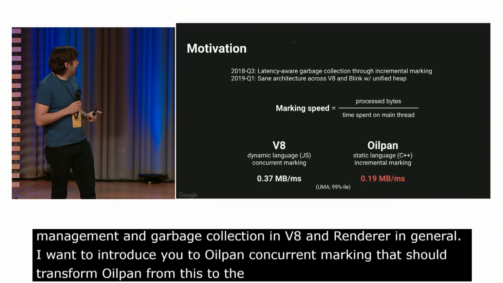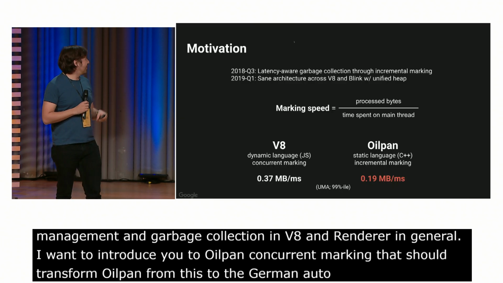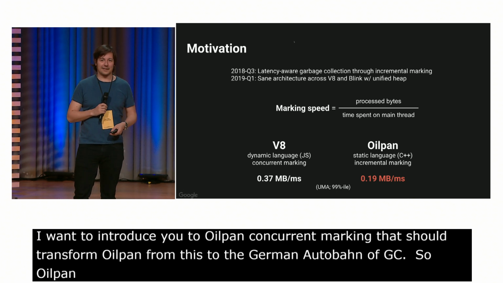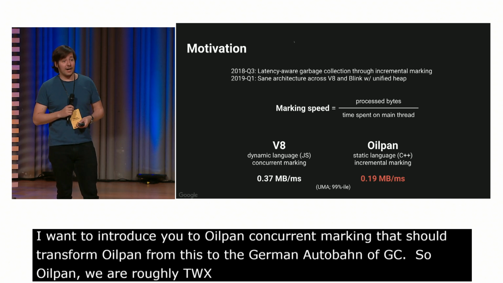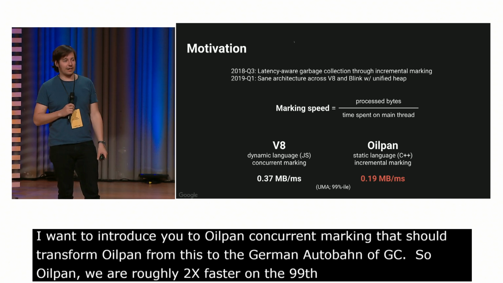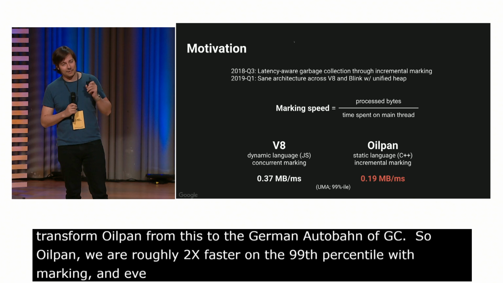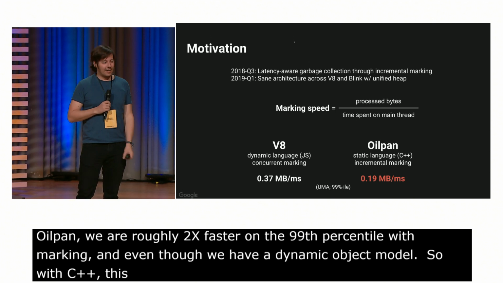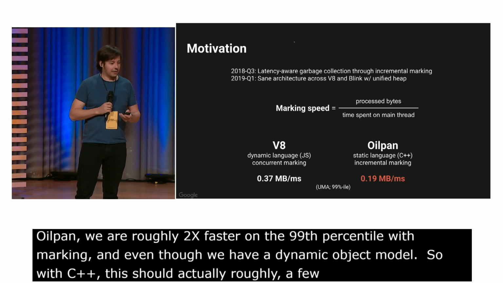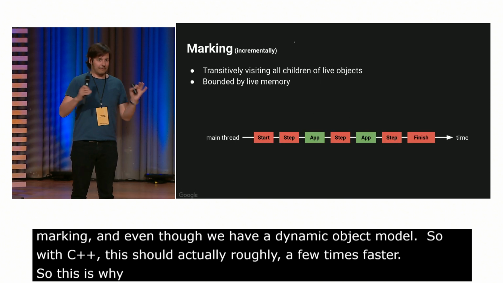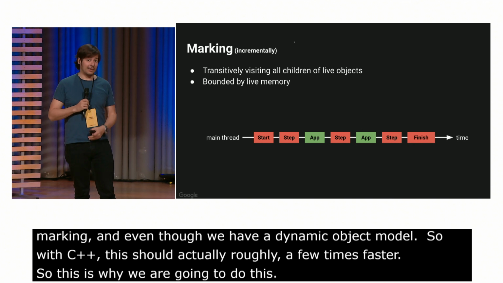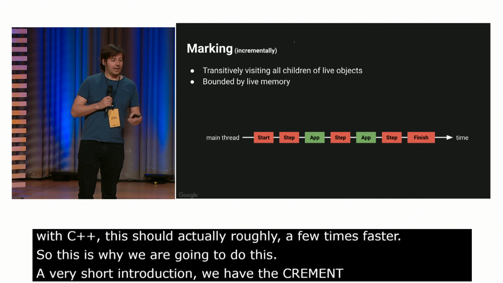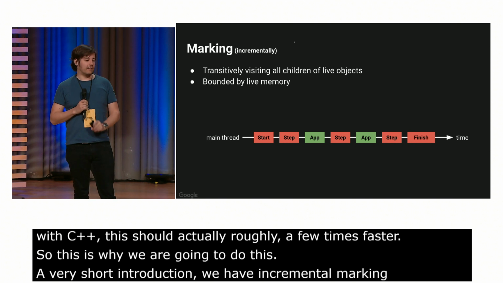Not yet, not yet. Our motivation is essentially that we are roughly 2x faster on the 99th percentile in V8 with marking, and that is even though we actually have a dynamic object model. So with C++, this should actually be roughly a few x faster, which is why we are going to do this. Very short introduction. We currently have incremental marking in Oilpan, which means that we have the application running, and we have GC doing marking steps in between.